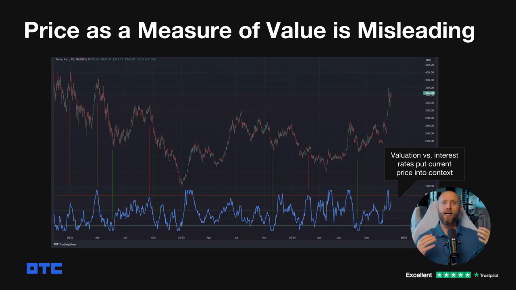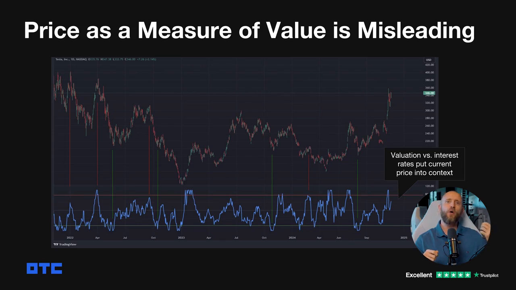Green lines mark points when Tesla was undervalued relative to the interest rates. Each time this happened, we saw a subsequent price rally. Red lines mark points when Tesla was overvalued, often preceding a price correction. So is Tesla's current price expensive or cheap? Without valuation, answering that question is purely subjective. By using valuation, we however gain critical context.